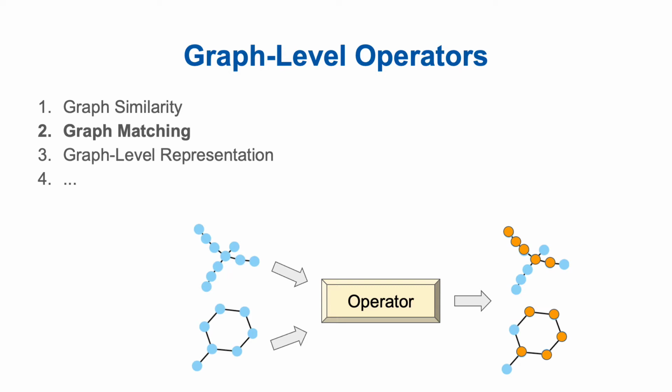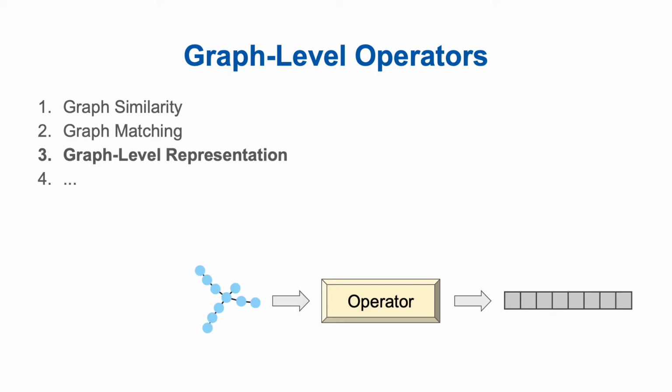A closely related operation is called graph matching, in which you not only have a similarity score, but you want to find out which part of these two graphs actually match each other. In this illustration, you can see that actually the matching part is highlighted by the orange nodes. We're also interested in studying graph level representation for the purpose of similarity search or matching.